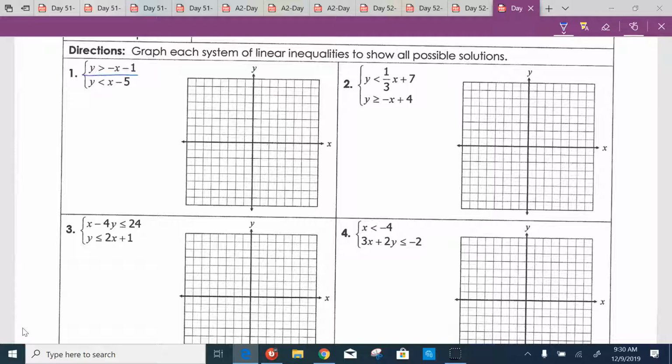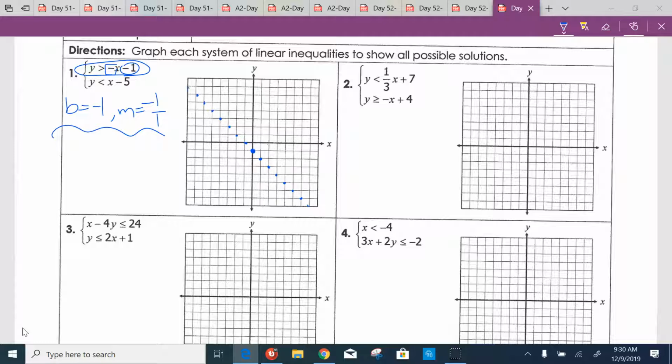For my first inequality, the y-intercept is this negative 1. I can go to negative 1 on my y-axis and put a point there. Next, my slope is whatever's next to the x, so my slope is negative 1 over 1, which means down 1 over 1. So I can make all the points that satisfy this first linear inequality, all the points that came before and after.